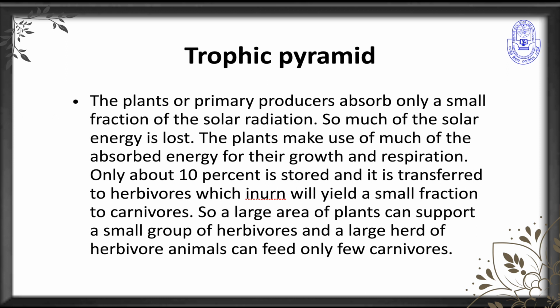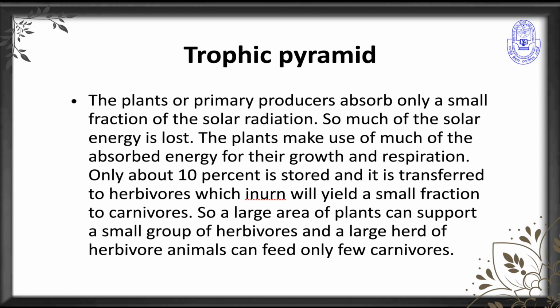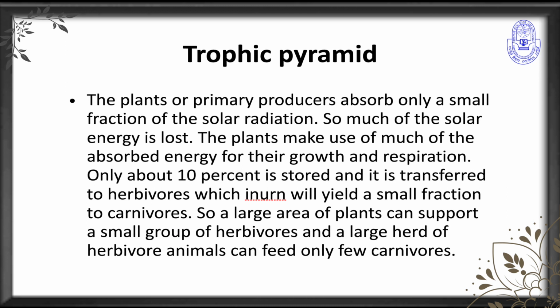The trophic pyramids. The plants, as primary producers, absorb only a small fraction of the solar radiation. So much of the solar radiation is lost. The plants make use of much of the absorbed energy for their growth and respiration. Only about 10% is stored and it is transferred to herbivores, which in turn will yield a small fraction to carnivores. So, a large area of plants can support a small group of herbivores, and a large herd of herbivore animals can feed only few carnivores.